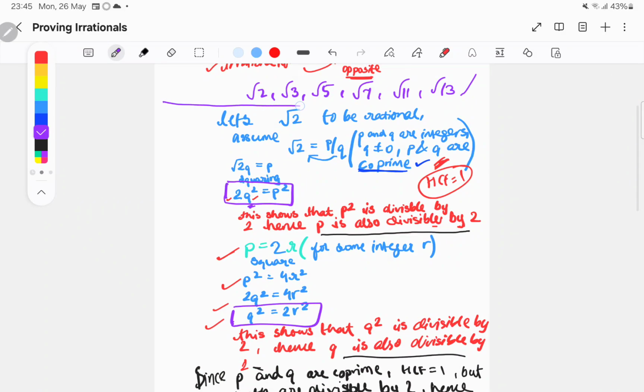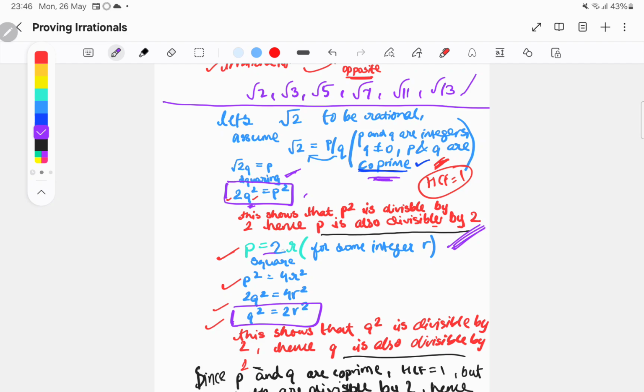Let root 2 be rational. Assume root 2 equal to p by q. Take it to the other side, you are squaring, and you have to write this condition: HCF is equal to 1. They're co-prime. Very, very important. Now we have 2q square equals p square. This shows that p square is divisible by 2, hence p is also divisible by 2. Remember the law: if the square is divisible by something, the normal number is also divisible by the same thing.